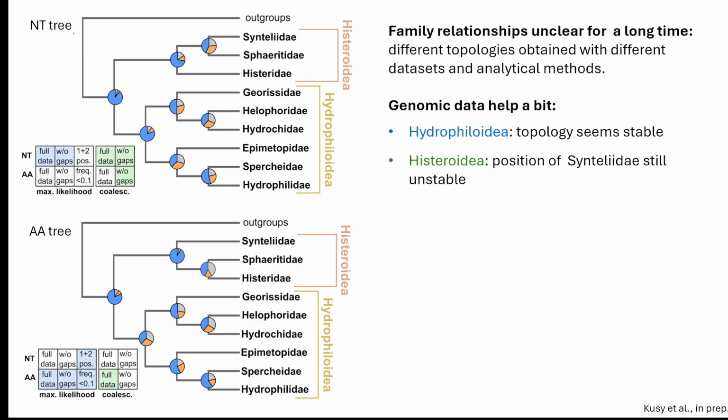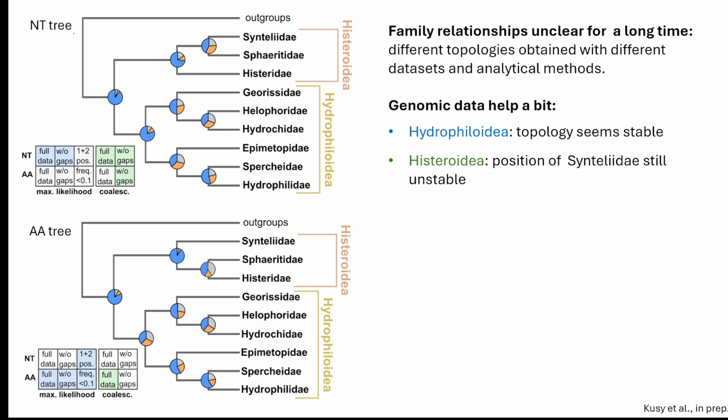When we try different data sets, different methods, we always get some different topology. So if you actually use larval morphology, adult morphology, different genes, genomics, it provided very different results. So we recently submitted a paper where we tried to generate huge genomic data for all the families for the first time, more than 4,000 protein coding genes. This actually helped a bit for Hydrophiloidea. We got a very stable topology, which is the one shown in both these trees.